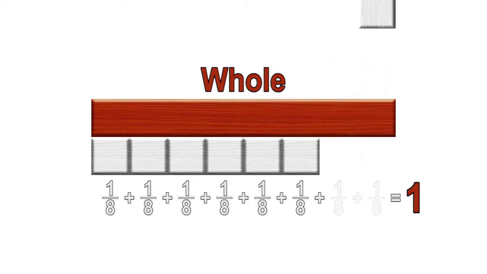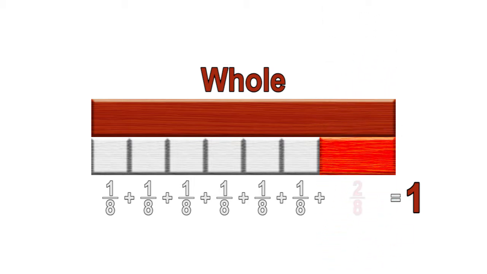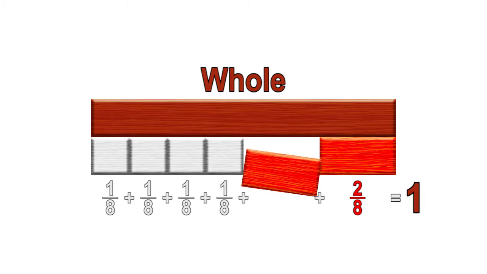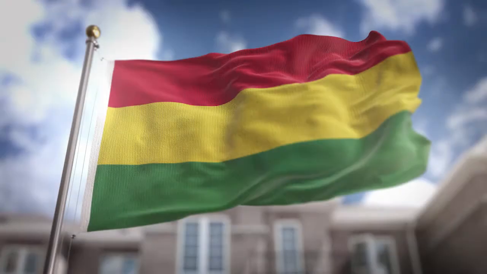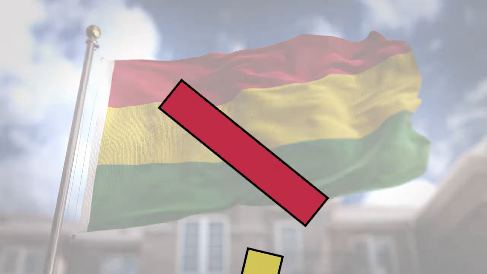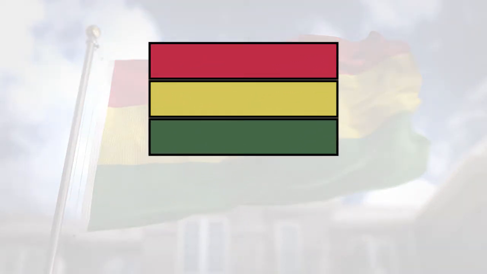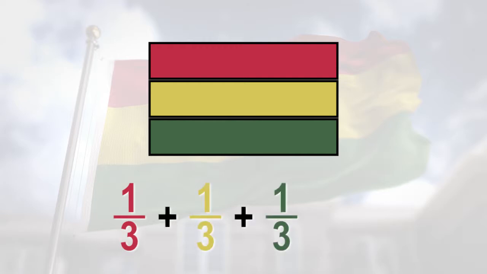Prior to this lesson, students have used models to add fractions with the same denominator. In this lesson, we will use both models and equations to add efficiently and accurately for the sum of 1. If we had a red, yellow, and green flag with equal-sized bars, we could represent it with these blocks. 1/3 red plus 1/3 yellow plus 1/3 green equals 1 whole flag. The equation would be 1/3 plus 1/3 plus 1/3 equals 3/3 or 1 whole.